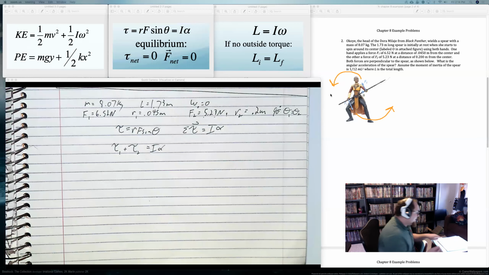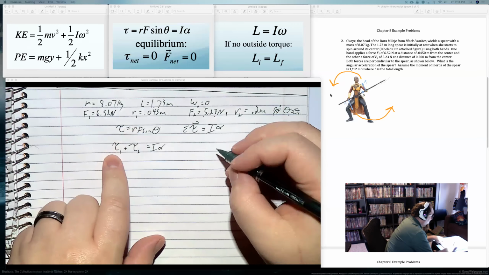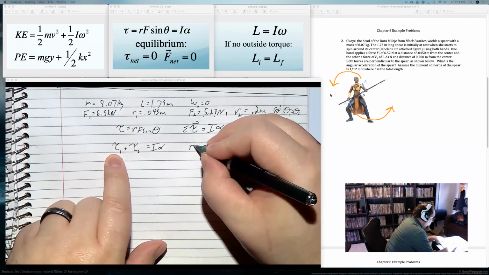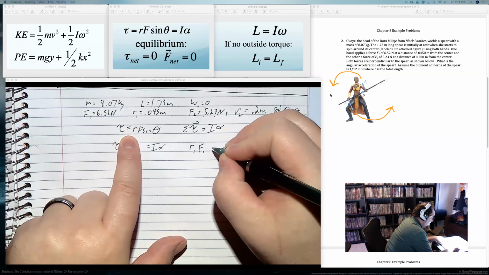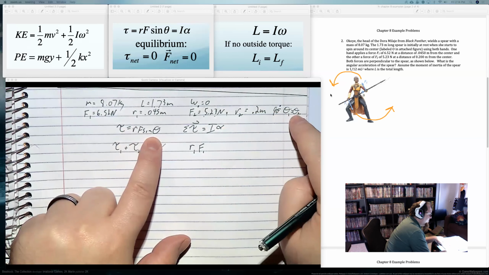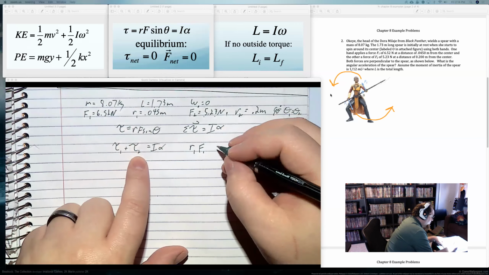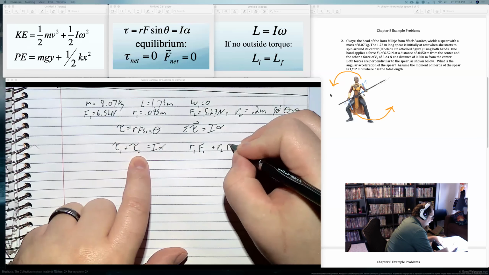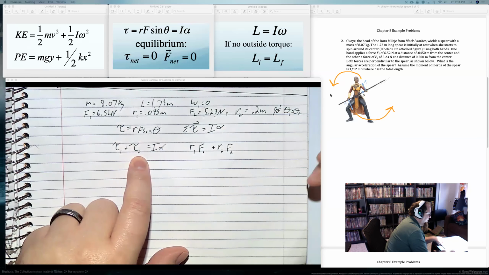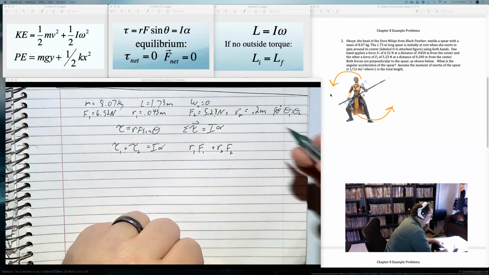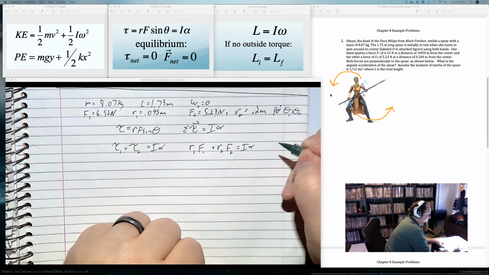And for each torque, I would just say torque is RF sine theta. Torque 1 will be R1 F1 sine theta 1, but it's 90 degrees. The sine of 90 is 1, it goes away. Torque 2 is R2 F2 sine theta 2, but the same logic. This equals I alpha.